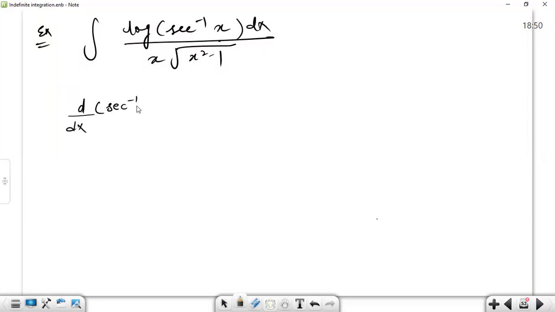So the differentiation of sec inverse of x is what? 1 by x into square root of x² minus 1. So are you able to see this format in this question somewhere in this function?